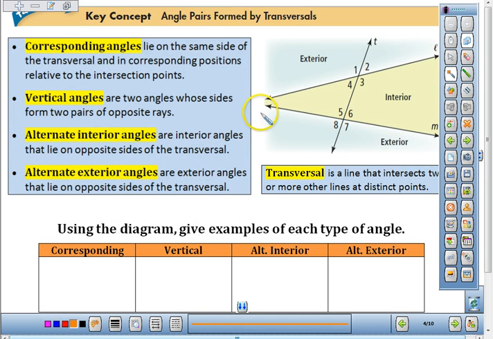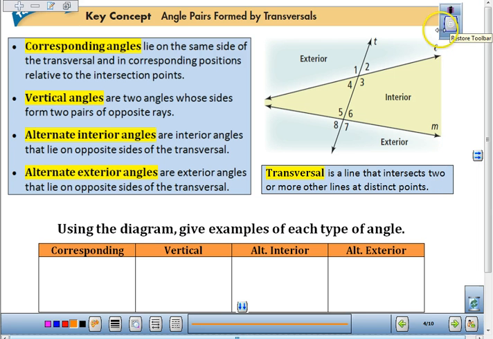Again, if you need to pause this, you need to write down the definitions of these 4 different types of angles and what a transversal is. You might also want to pause the video and write down that corresponding angles lie on the same side of the transversal in corresponding positions. I'm going to mark these as orange angles. The orange ones would be corresponding with angle 1, which is in the same spot on the next line, angle 5. Also 4 and 8, 2 and 6, 3 and 7.